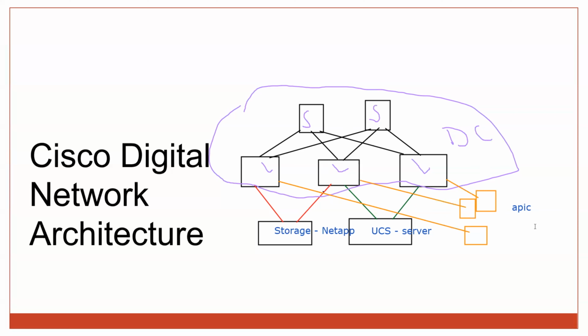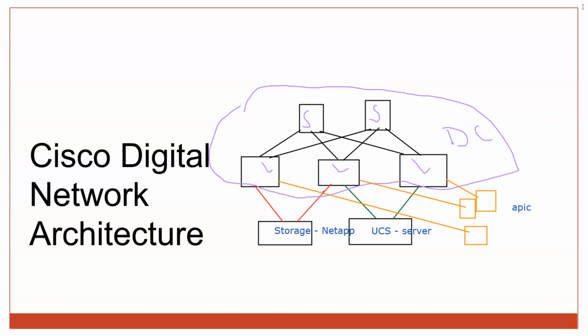Got it? Yes. Great. Let me ask a question. This APIC, that's the ACI, that's the automation side of it. Yeah, you can do automation from APIC, but you can do configuration via CLI as well. You can do it via GUI as well. All three options are there. Okay.